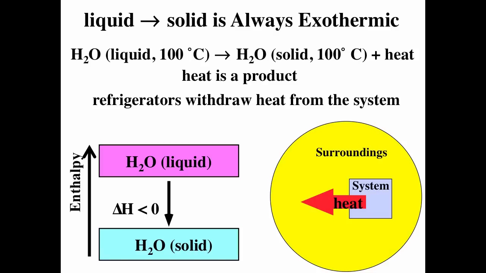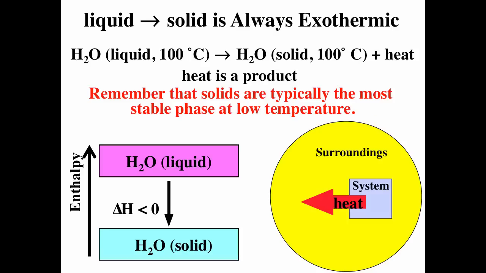Now here we're going to have delta H less than 0. Again, heat's going from the system to the surroundings, so Q is negative, delta H is negative. Again, delta H is just Q, assuming no expansion work and constant pressure. And so for an exothermic process, heat can be treated as a product. Delta H is going to be less than 0.